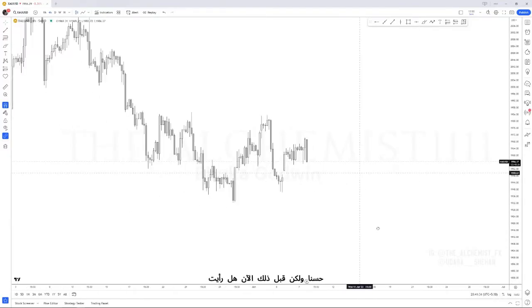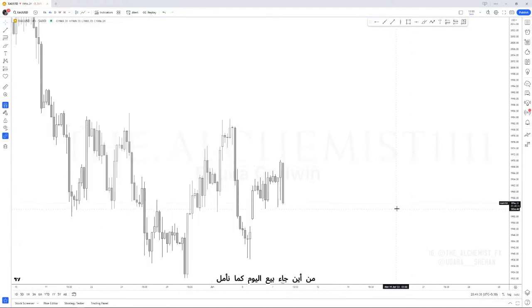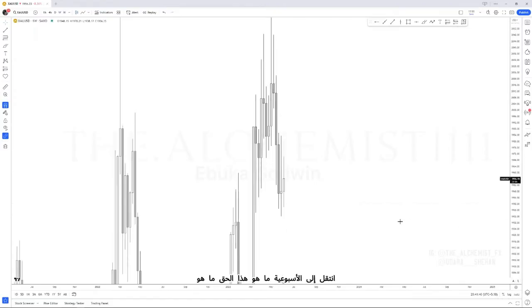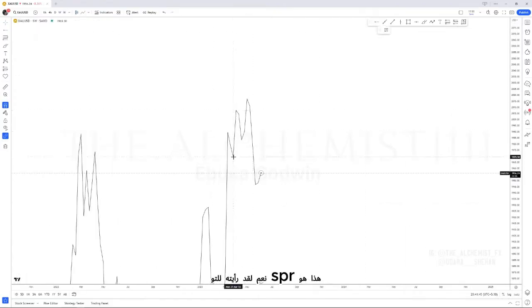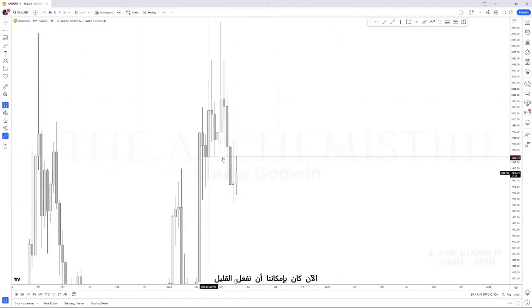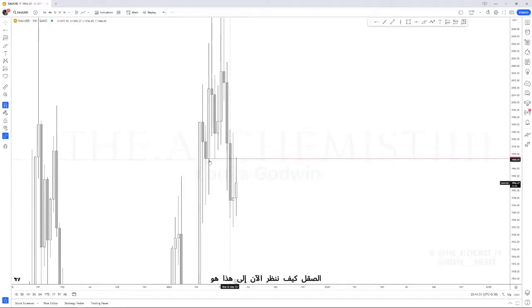But before that, did you see where today's sell came from? Hopefully, you guys were able to spot that. If you go to weekly, what is this? This is SPR. Okay, so we had this. Now we could have done a little refinement. Look at this. This is your weekly nine.